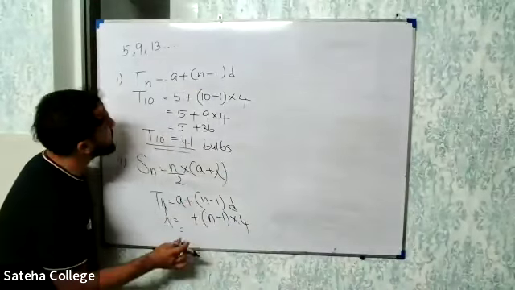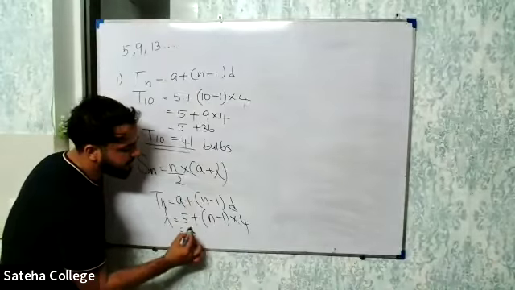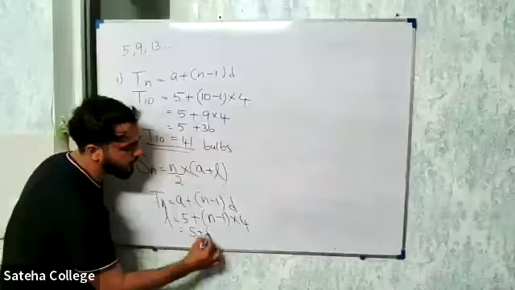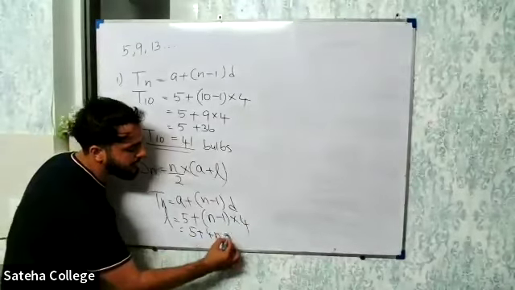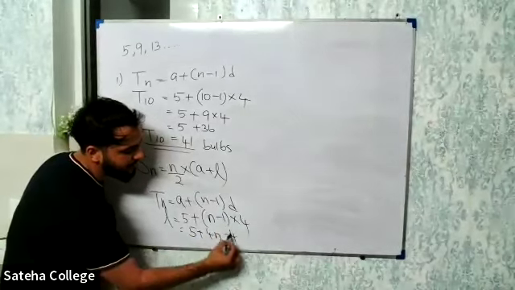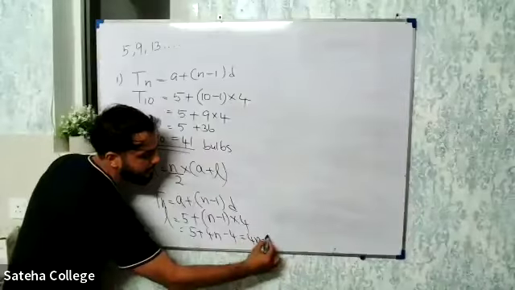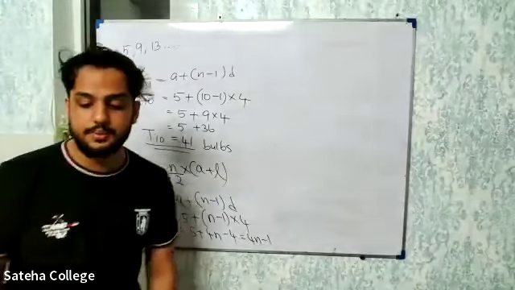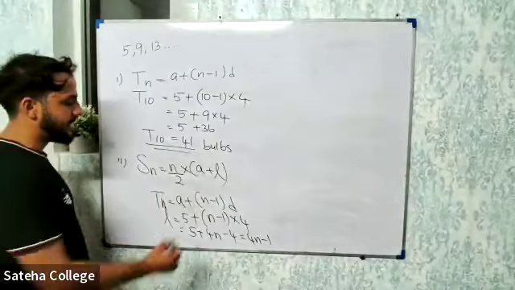So first term we can put that is 5. So 5 plus, open the bracket, 4 into n, that is 4n, 4 into minus 1, minus 4. 5 minus 4, that is equal to 4n plus 1. So your last term in terms of n, that is 4n plus 1.